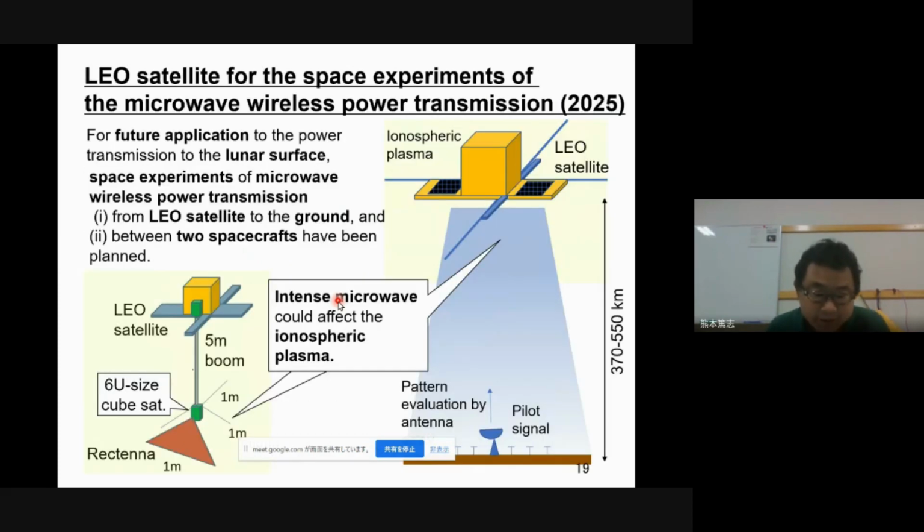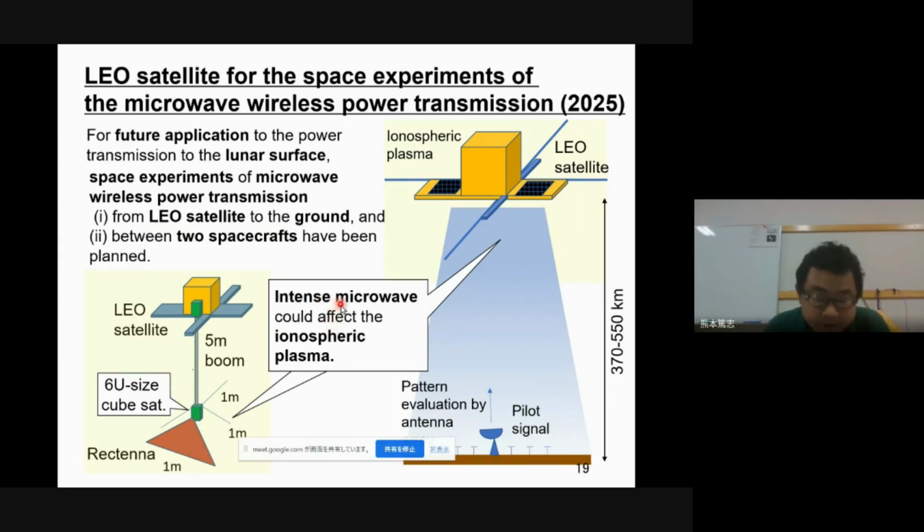And we have another plan of ionospheric plasma observations by a low Earth orbit satellite in 2025. The main purpose of this LEO satellite mission is to perform a space experiment of micro wireless power transmission from the LEO satellite to the ground and between the LEO satellite and a daughter cube satellite in space.